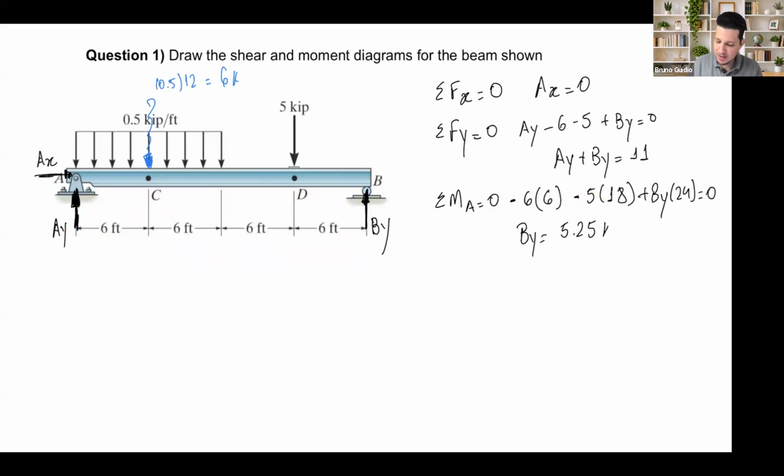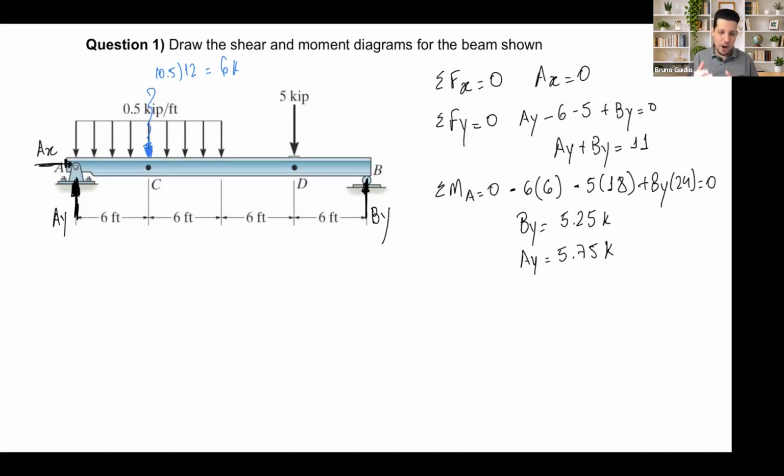5.25 kips. Ay is 575 kips. Okay? Now, I'll solve the problem.